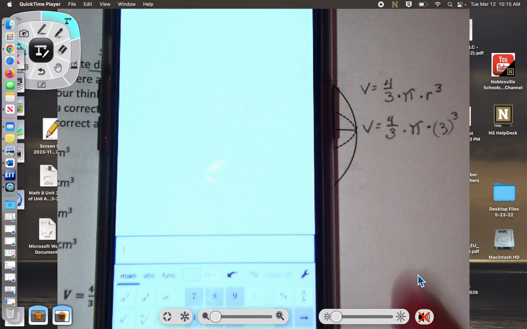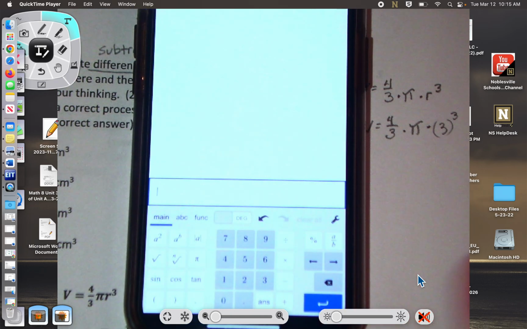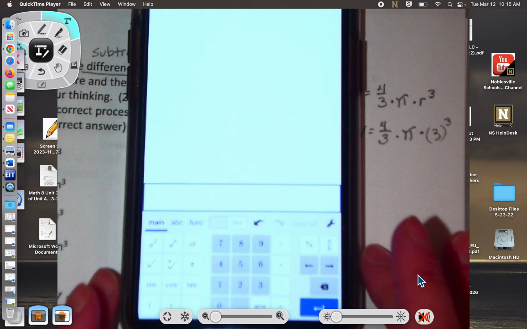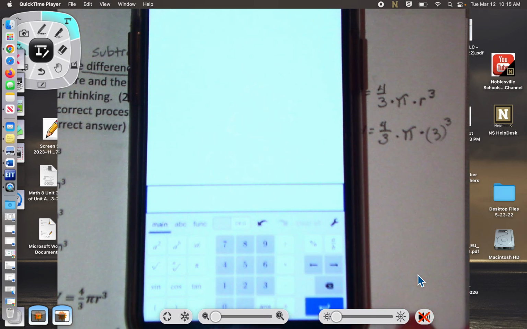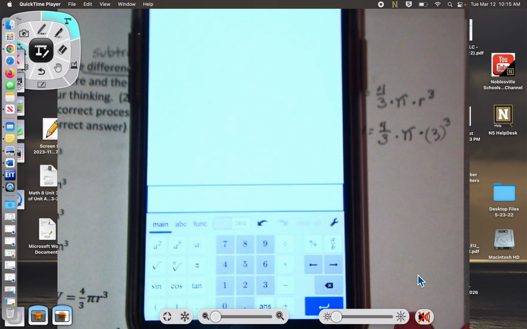clear this out, focus a little bit there. Why isn't that focusing? It's trying. Okay, that's a little better.